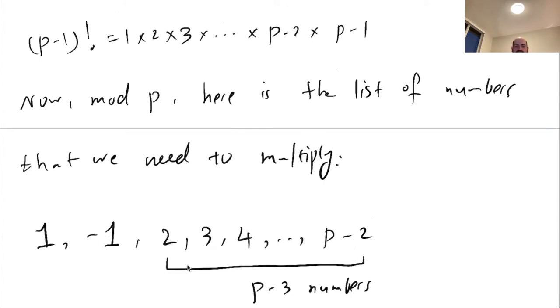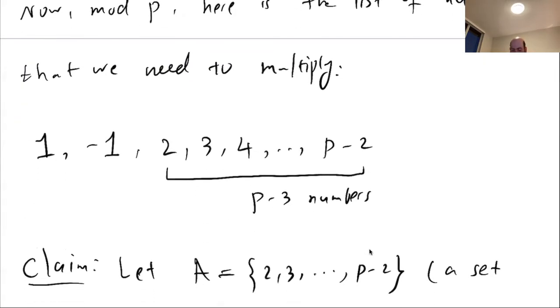How many numbers are there here? p minus 3 numbers, because total numbers are p minus 1, and 2 of them I separated. So p minus 3 numbers are left. Now, this number times this number is, of course, minus 1. Now, if I show that the product of these remaining numbers is 1, then that means the whole (p minus 1) factorial will be minus 1. So it's only left to show that the product of these numbers is 1.